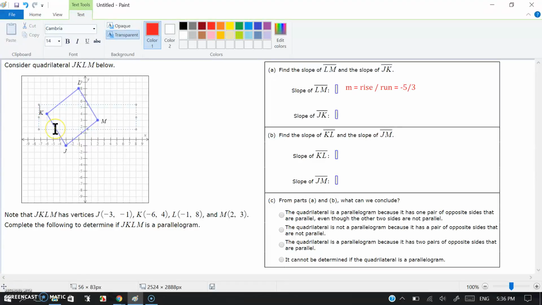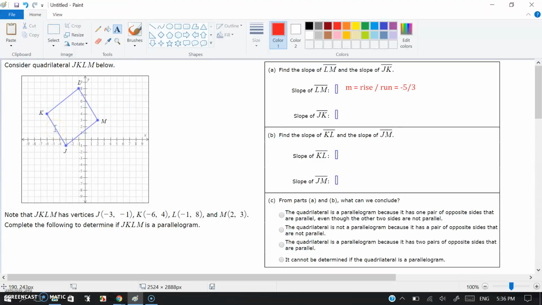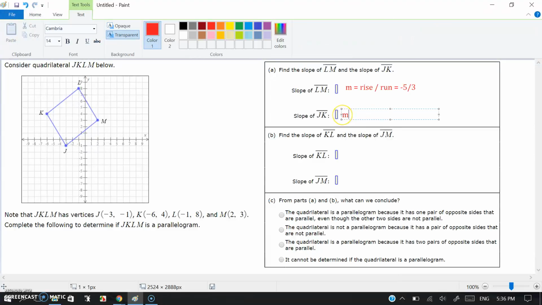My JK is over here. We're talking about the slope of that line there. So again, let me type it out. We already know that slope is rise over run. So from point K to point J, what's my rise? From point K to point J, I'm going down as well, so I'm going to have a negative. How much am I going down? Count carefully. I hope your answer is 5. So that would be -5.